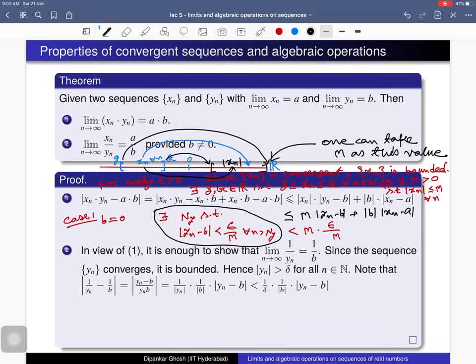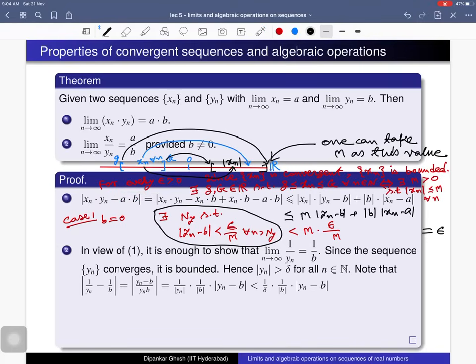Since this distance is less than epsilon by m for all n beyond this natural number, we can see that this quantity is less than m times this value. So all together, it is the same as epsilon. Ultimately, we have that this distance is less than epsilon for all n greater than this particular value. So in that case also, this 0 satisfies the epsilon-n condition, and the limit will be 0 in that case.